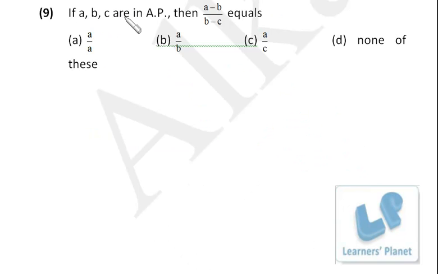Now see this: if A, B, C are in AP, then (A minus B) by (B minus C) equals. What you can do is just choose comfortable values of A, B, C instead of doing so much calculation. I take three terms which are in AP, say 3, 5 and 7, right? Now A minus B is 3 minus 5, that is minus 2. B minus C is minus 2. So that's actually 1.